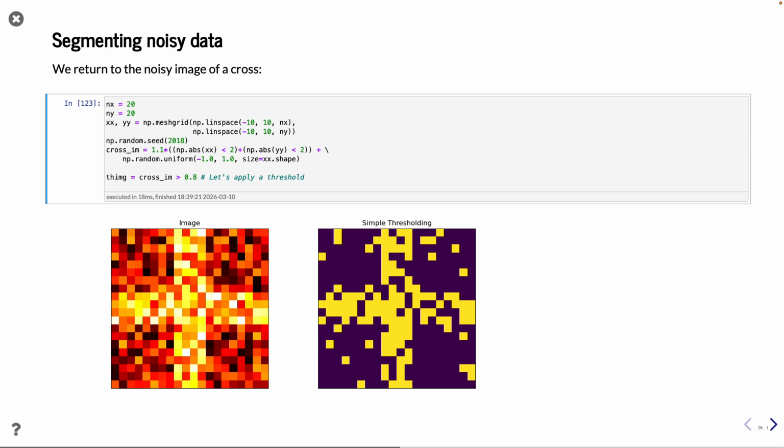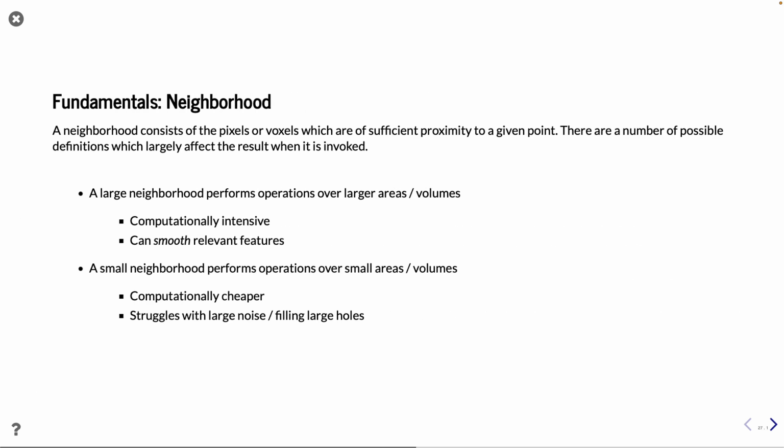To clean it up, we need to do something, and that is where we come into the neighborhood operations. When you want to do the cleaning, you saw also with the convolution that if you have a large neighborhood, it's more computationally intense, and it can also cancel relevant features. On the other hand, if you have a small neighborhood, then it's faster, of course, but you can also have problems filling large misclassified regions. So you have to balance a little bit on how large a neighborhood you're working on.